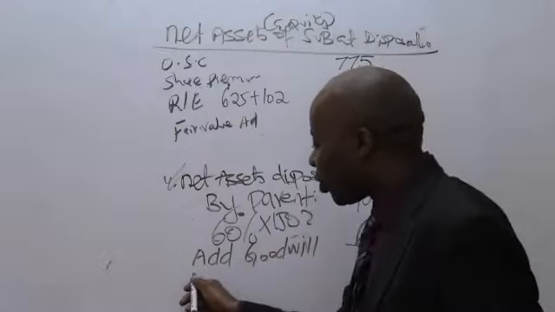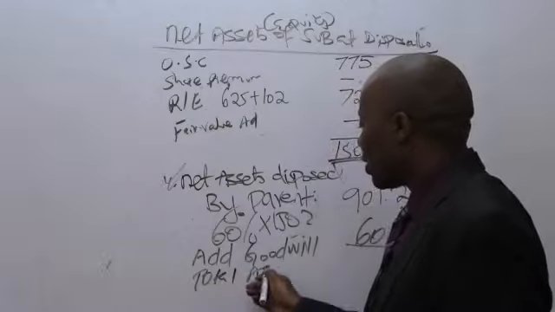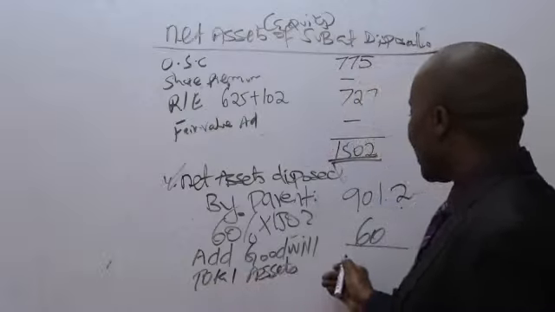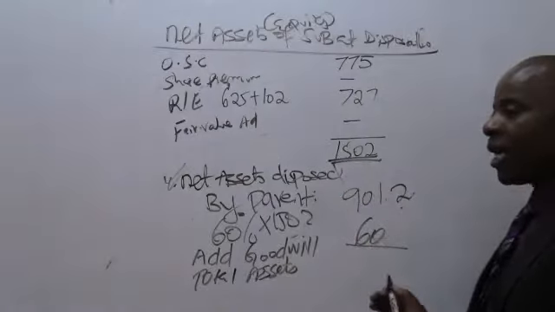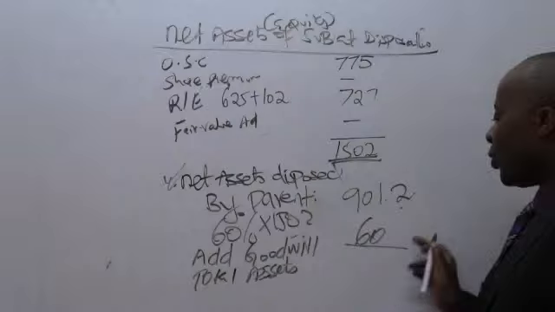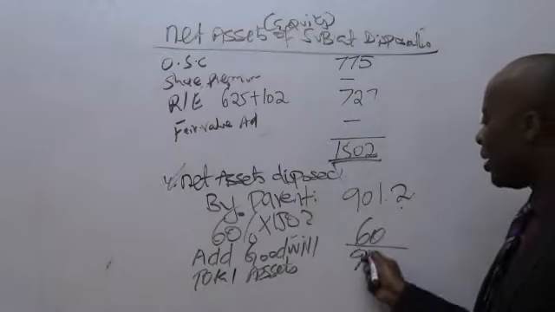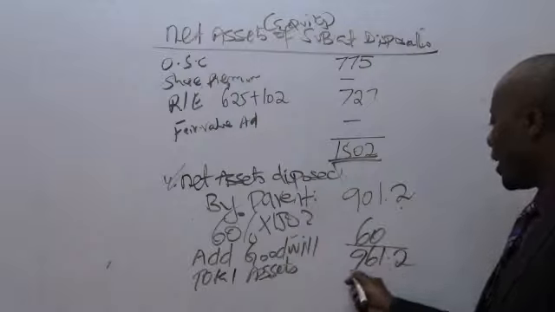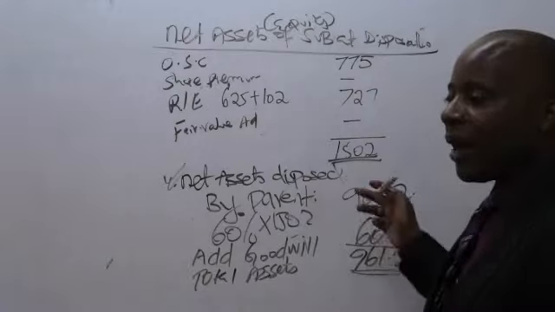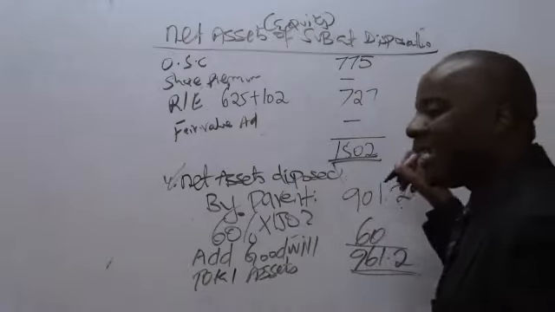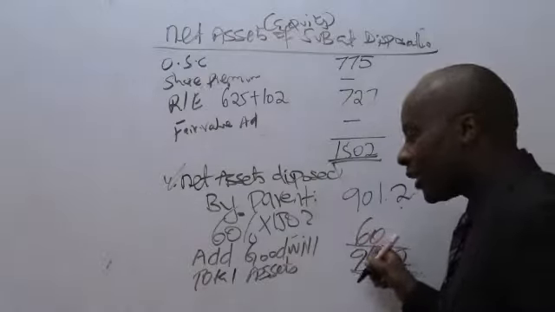So therefore the total assets disposed will be 901.2 plus 60. Please give me a figure. 901.2 plus 60, this will give me what figure? 961.2. So this is the amount that this parent company had injected into this particular subsidiary. This is the worth.